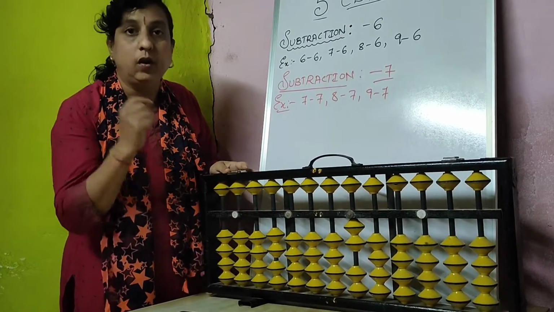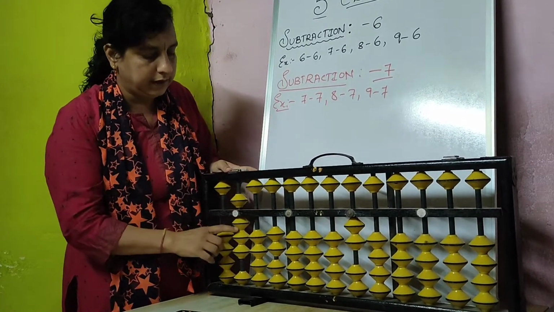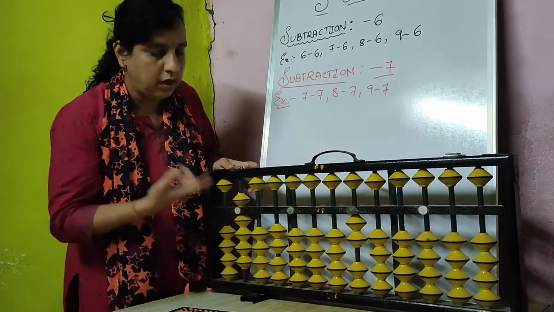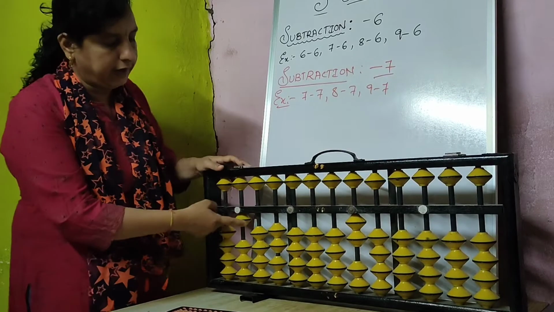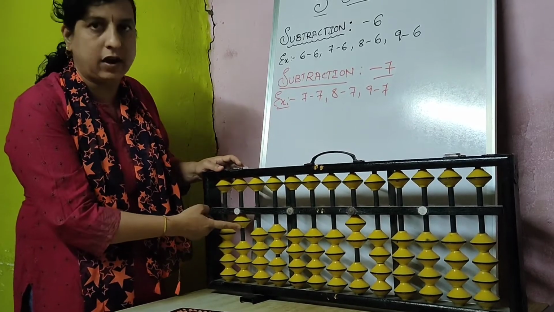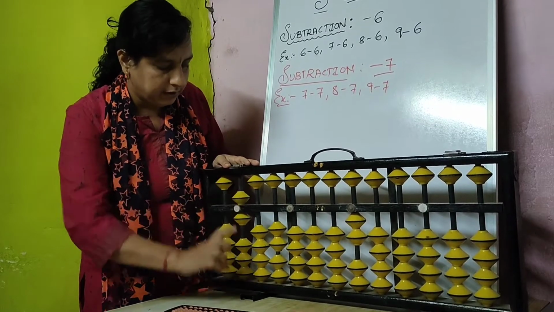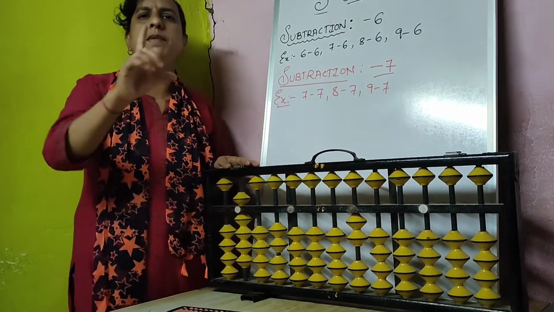You know 8. 8 how to do? 1 upper bead, 3 lower beads. Like this. 9 how to do? 1 upper bead, 4 lower beads. Whenever there is 1, you can do 8. How to do 8? 1 plus 8 means 1 is there already. So you have to do 8. 1 upper bead, 3 lower beads. Directly. But don't count this first one. Okay. So separately. 8 means 1 upper bead.